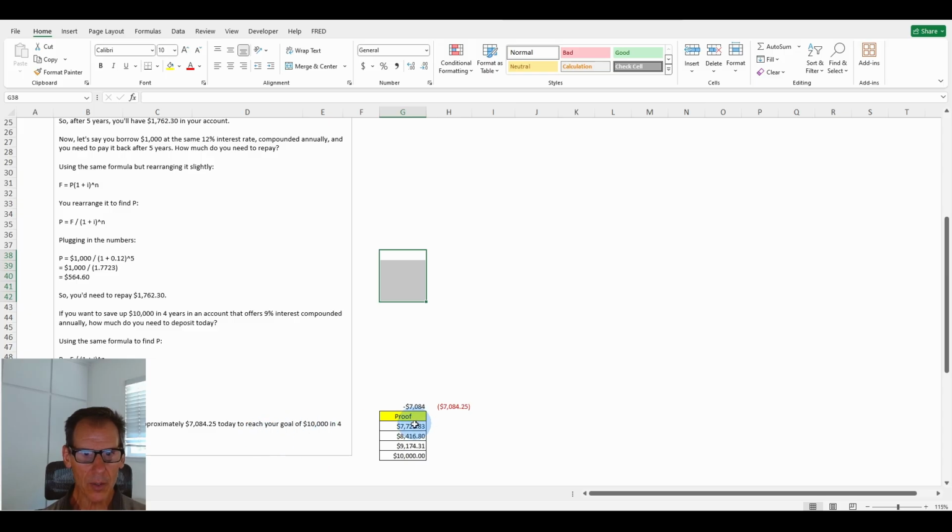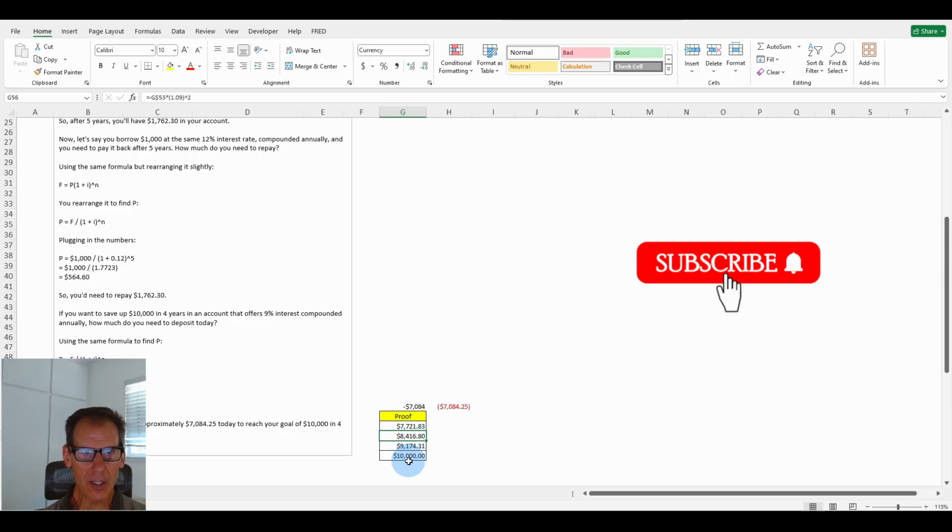Here's how it works. 7,084. So we go 7,084 times negative 1.09 to the first. So we're just growing this. I put a negative in there because we have this 7,084. That's an outflow. In other words, that's money you have to deposit. 7,721 in year 2. 8,416 in year 3. 9,174. We have this compounding effect. It's a beautiful thing. In the 4th year, 10 grand. Work through it if you need to.